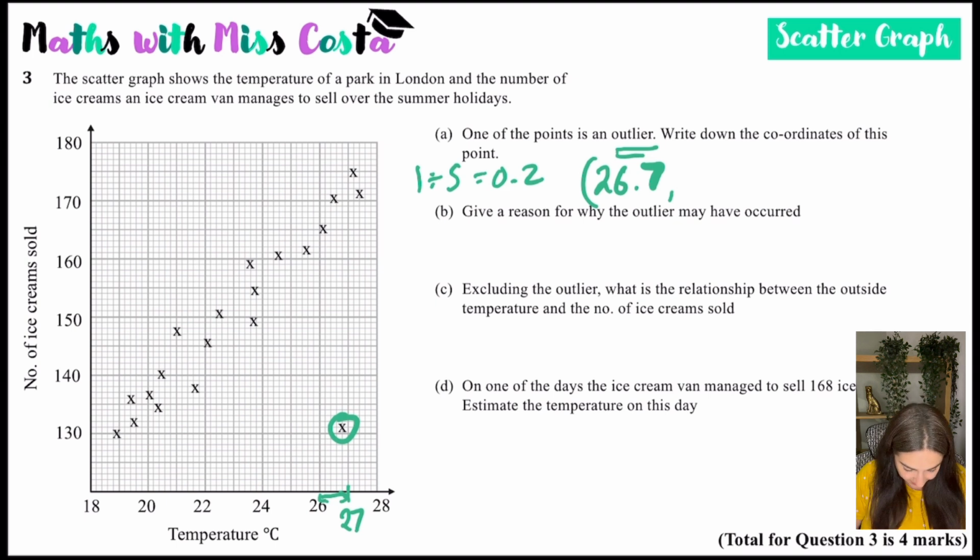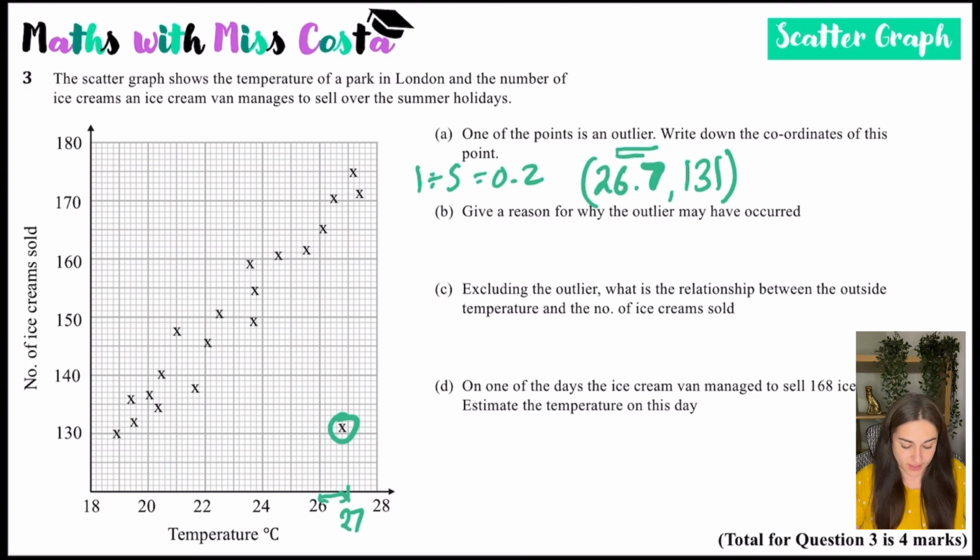And then 131. So whenever you've got this, just be really careful with the scales, especially if it seems like an easy question. Just be very careful that whatever the distance is, you divide it by the number of squares, and then that tells you what each square is worth. Now give a reason for why the outlier may have occurred.